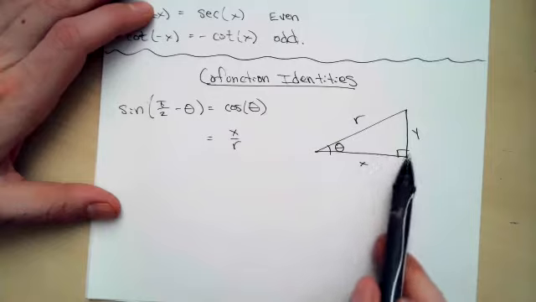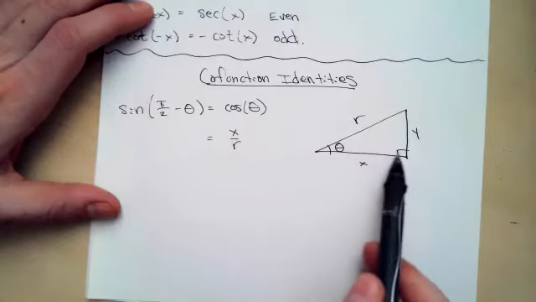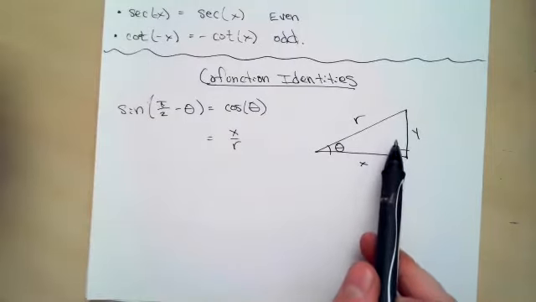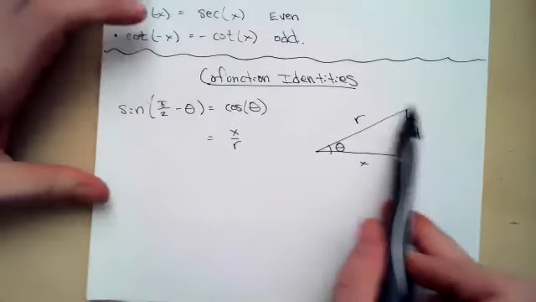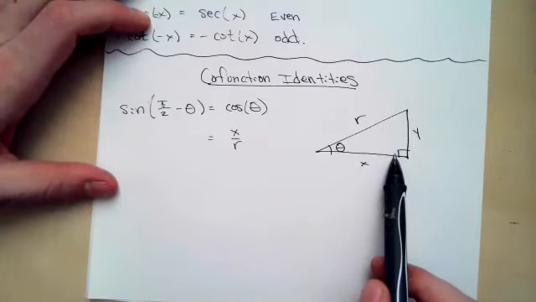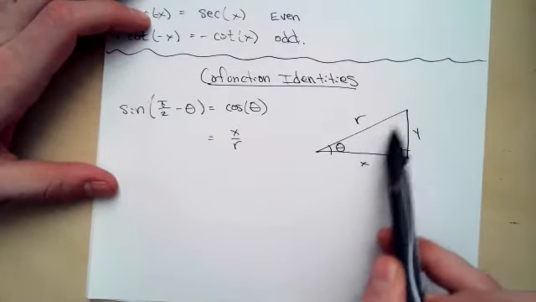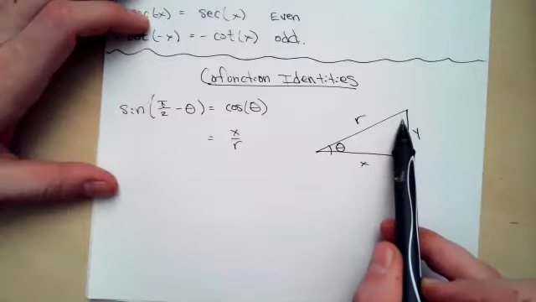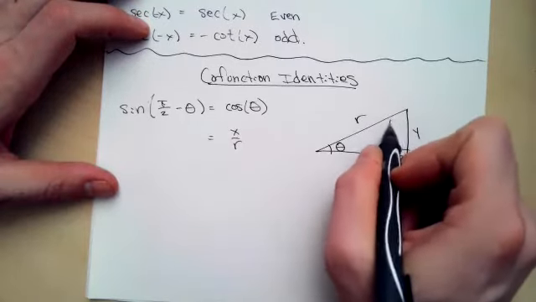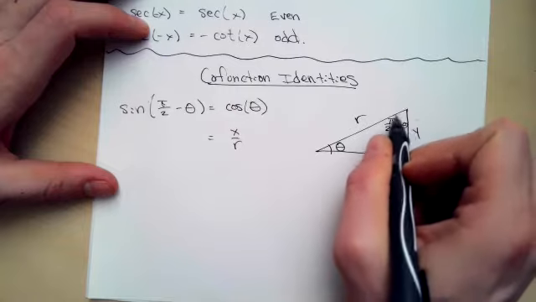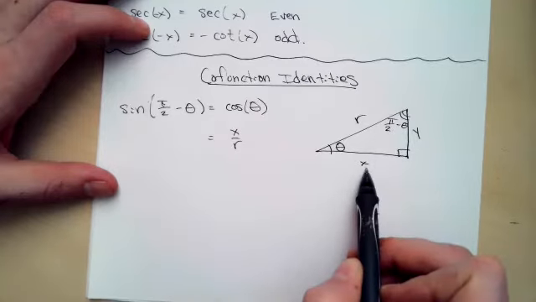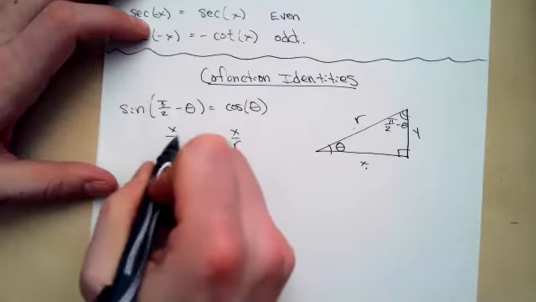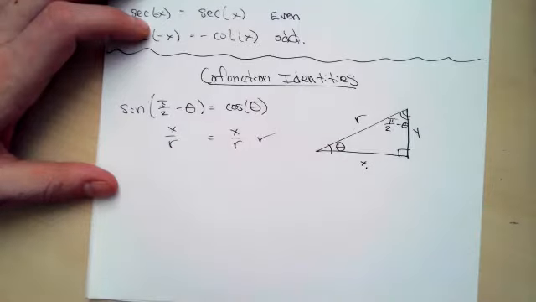You just have to recognize that in this triangle, since the sum of all of the angles in degrees is 180 degrees, the sum of all the angles in radians is pi. So we have pi total. If one angle is pi over 2, that means the sum of the other two angles has to be pi over 2. And so this angle here is pi over 2 minus theta. And now we just take a look. Well, what is sine of this angle? It's going to be the opposite over the hypotenuse. So that one's good.